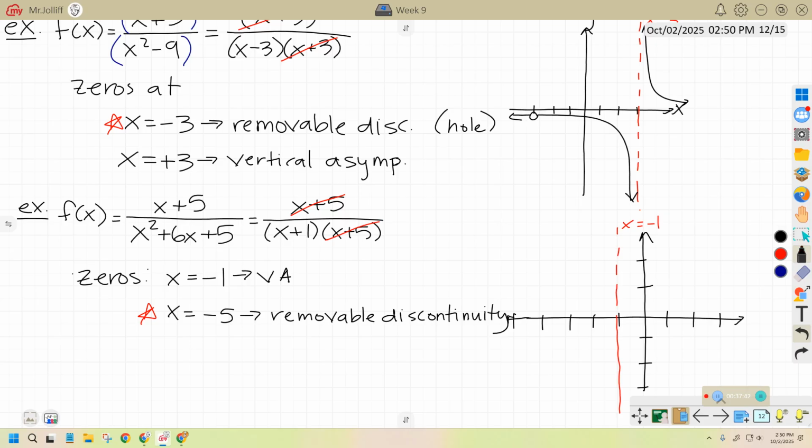Okay, looking at student calculators, I see a graph that kind of looks like this. And we know we have a hole at -5. Is that what we're seeing on our calculators? I see some nodding. Yay, very good. Yes, Melanie.